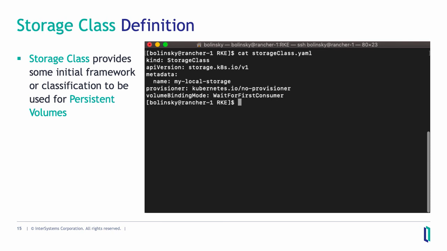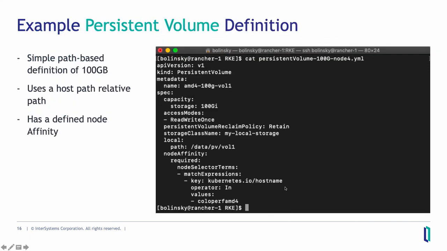Kubernetes itself is unopinionated about what classes represent. This concept is sometimes called profiles in other storage subsystems. In my example here, I'm just calling it my local storage. So here's the example YAML file that I've created for my storage class within a Kubernetes cluster. Next is the persistent volume.